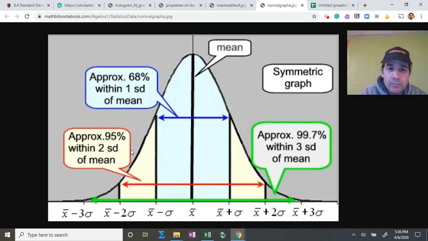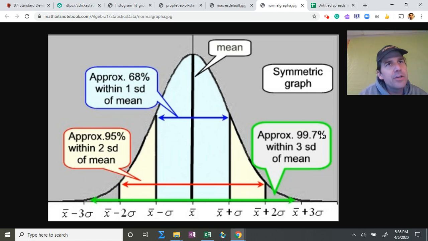For two standard deviations, if you go two standard deviations above or two standard deviations below your average, the amount of data that will fall within that grouping will be 95%. And then for three standard deviations, 99.7% of the data will fall within three standard deviations of your mean.